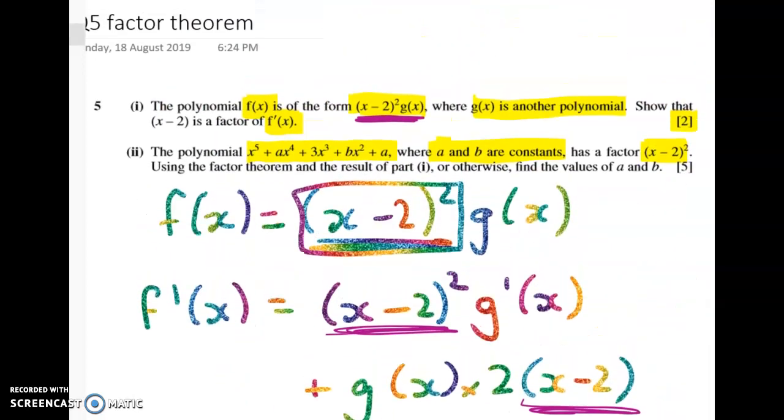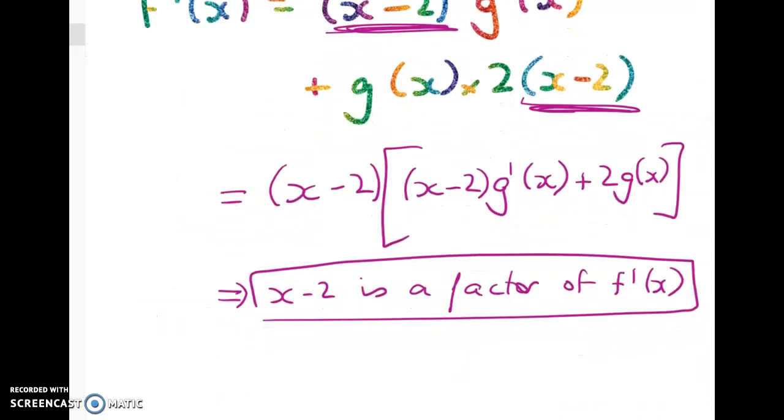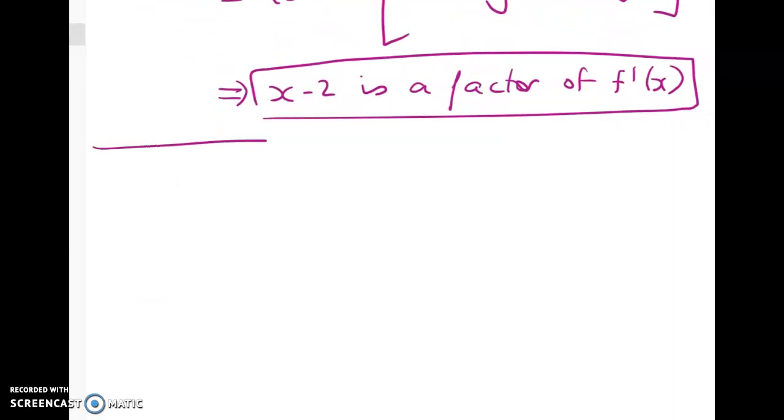Now let's go back up. This polynomial has got a factor of x minus 2 squared. So what does that mean? Well, that means that x minus 2 is going to be a factor of its derivative. So I've written this up using some nice notation. You can probably get away with a little bit less than what I've done here.